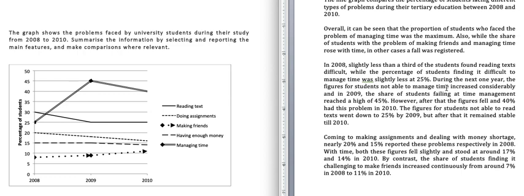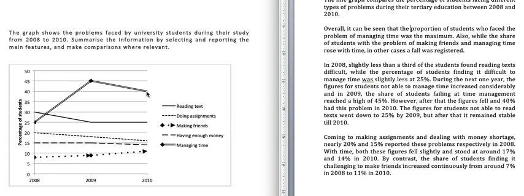During the next 1 year, the figures for students not able to manage time increased considerably, and in 2009, the share of the students failing at time management reached a high of 45%. So the share of the students failing at time management, finding problem with time management, rose to 45% or reached a high of 45%. However, after that, the figures fell, and 40% had this problem in 2010.